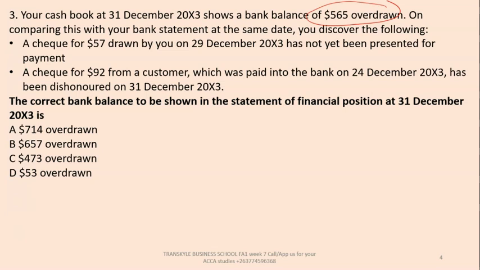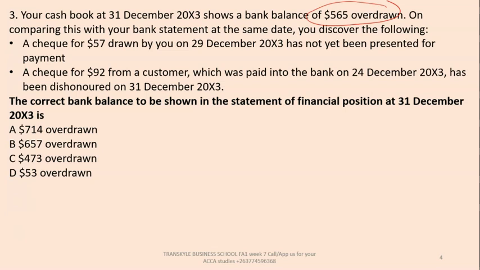But the issue you have to understand is the double entry, whether debit or credit. If the bank statement is saying that we are in an overdrawn position, I indicated initially in the introductory part of this presentation that the balance would be on the debit side of the bank statement. But if the cash book is in question, and it is saying that we are in an overdraft position, then it means that the cash book will be showing a credit balance. So in this case, it is 565 credit, or just 565 in brackets. It's a negative 565.